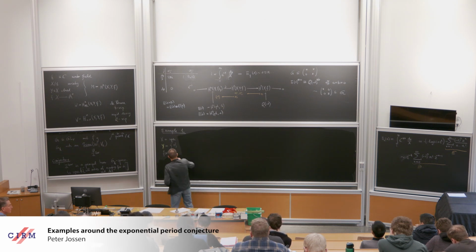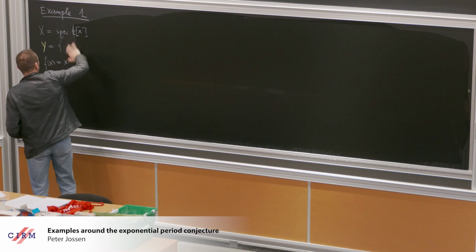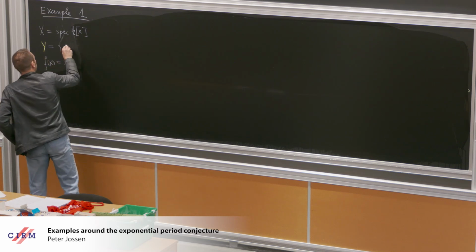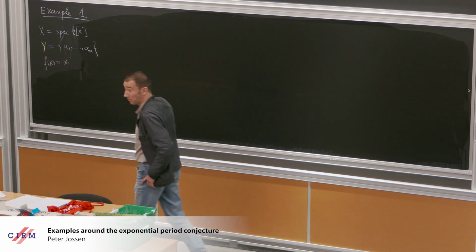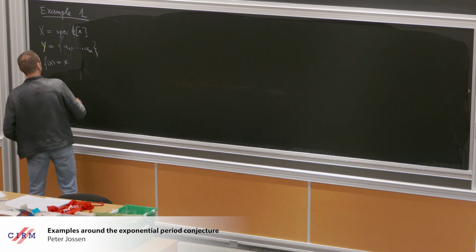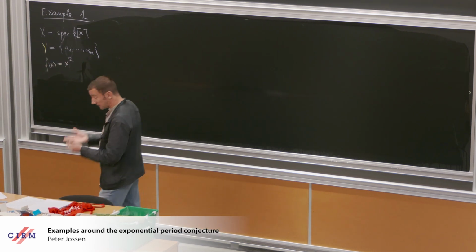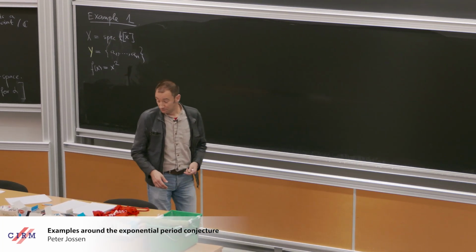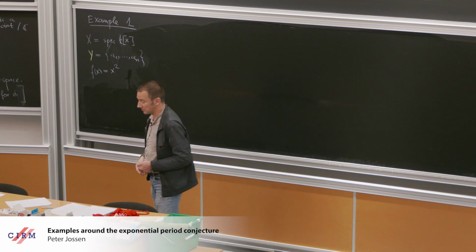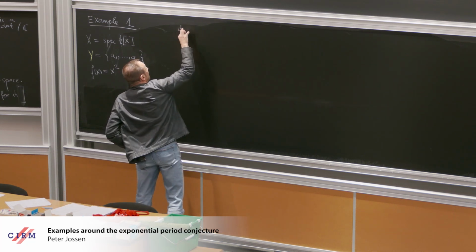And this time, x is just going to be the affine line. Y, on the other hand, I allow any number of points, so n points. And for f, I'm going to take the function x squared. Again, now there is a de Rham cohomology vector space, there is a singular vector space, and I can write down an integral pairing. So let me give you a theorem.